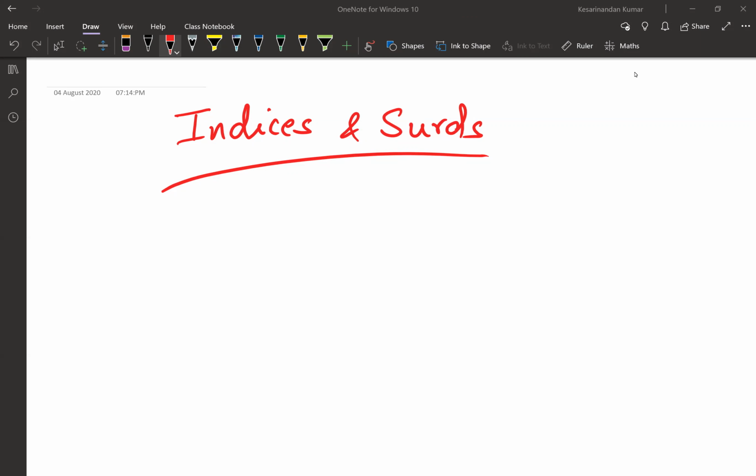Okay, then let's begin today's session. Today we'll cover the basics of indices, surds and logs, and if time permits, we'll also try to see the graphical part of it, which I think will come in between as well.